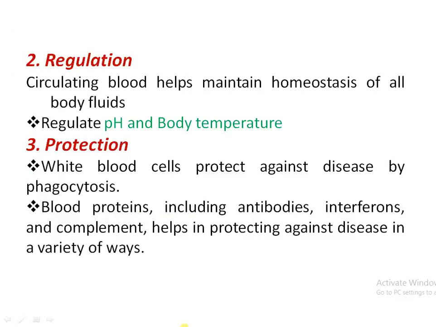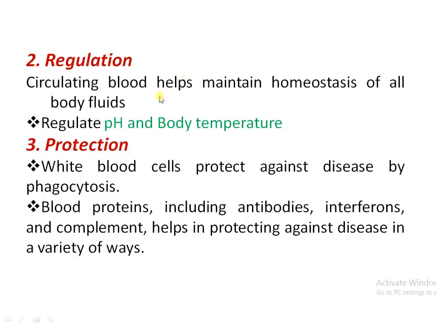Regulation. Circulating blood helps maintain homeostasis of all body fluids. What is homeostasis? Homeo means same and stasis means stable. That is remaining same by remaining stable. For example, body has self-sustaining mechanism that tries to maintain internal conditions like regulating body temperature or maintaining body temperature to 37 degrees Celsius, regulating pH, regulating oxygen and carbon dioxide content in our body, regulating blood glucose level in the body.